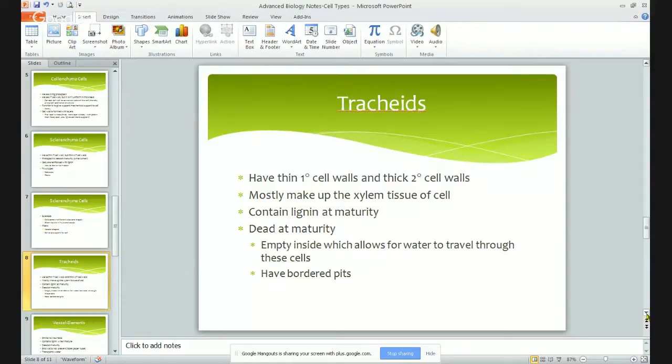They have to be overlapping. That's how the water is going to be able to transport from one tracheid to another. You can see that I've drawn several different tracheids forming a long line, and the bordered pit of one tracheid has to be aligned with the bordered pit of another, so that the water can continuously flow through the xylem.